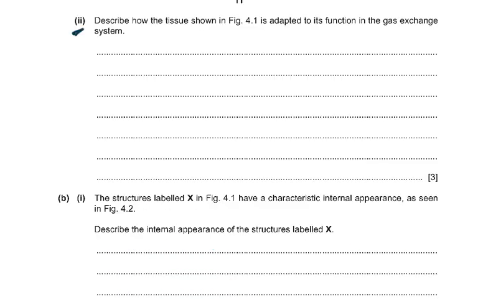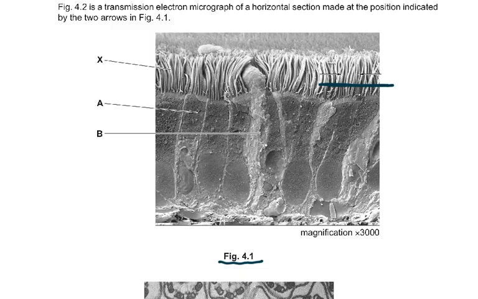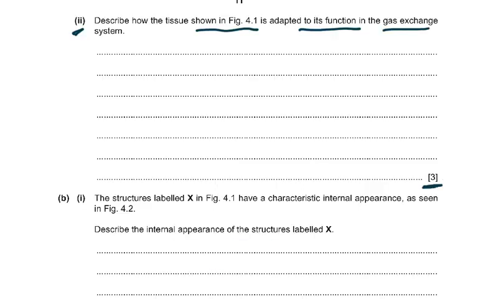Then part 2 of the question says describe how the tissue shown in figure 4.1 is adapted to its function in the gas exchange system. Now 4.1 was this. Please look at 4.1 and then tell me how it is adapted for gas exchange, and that's 3 marks. Now what are you going to say for 3 marks? Goblet cells produce mucus, 1 mark. Mucus covers the epithelium to trap particles. Ciliated epithelium move the mucus upwards towards the throat. Very simple, very basic, 3 points, 3 marks.